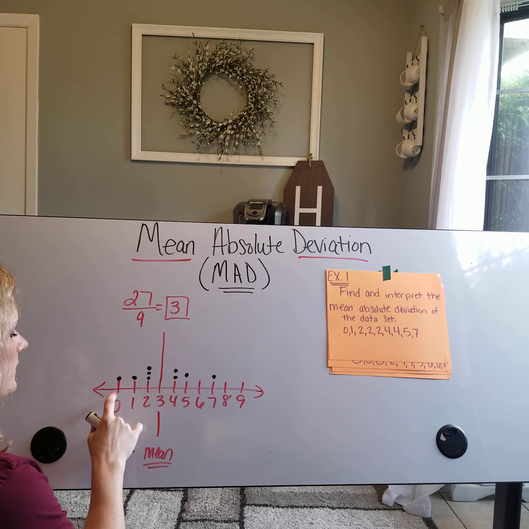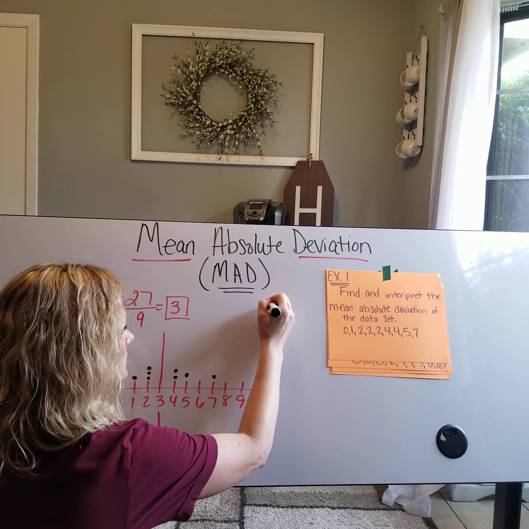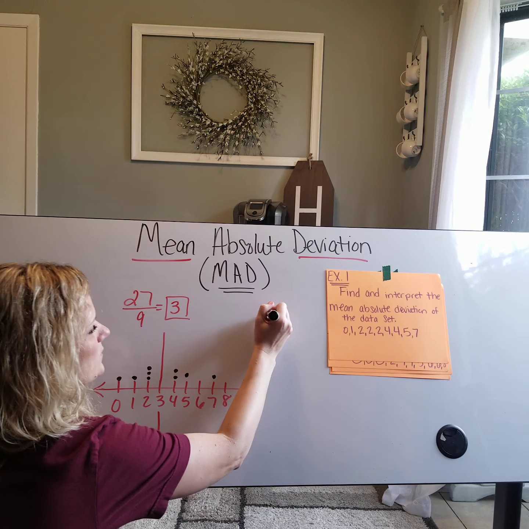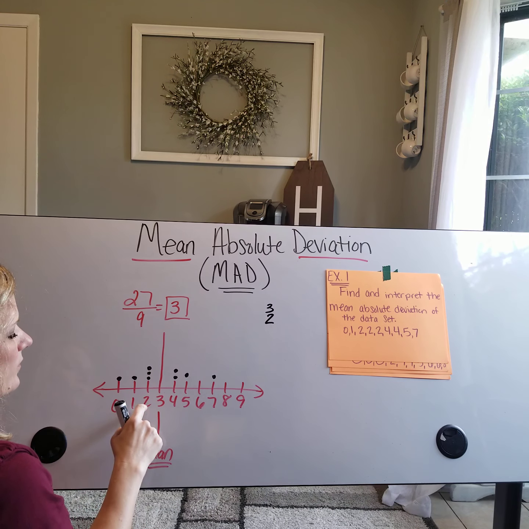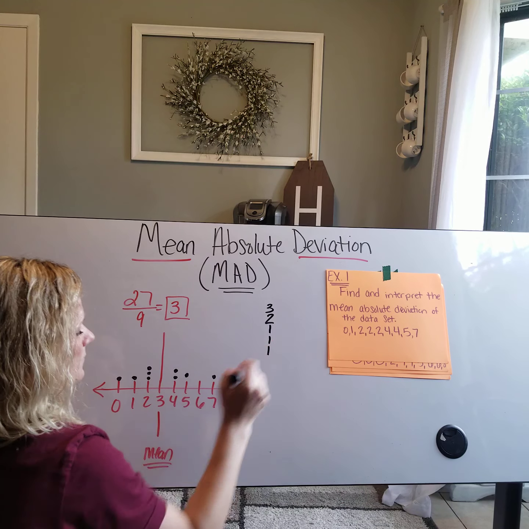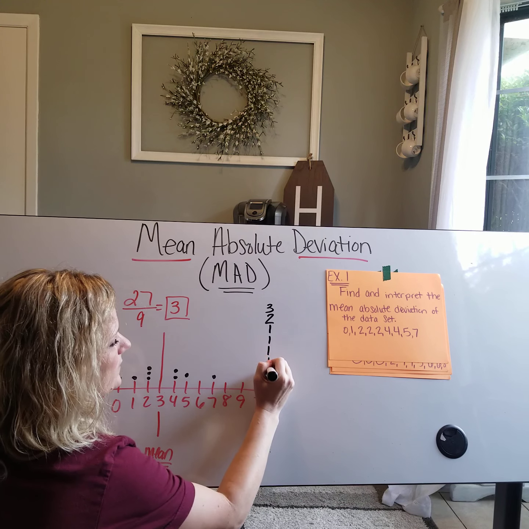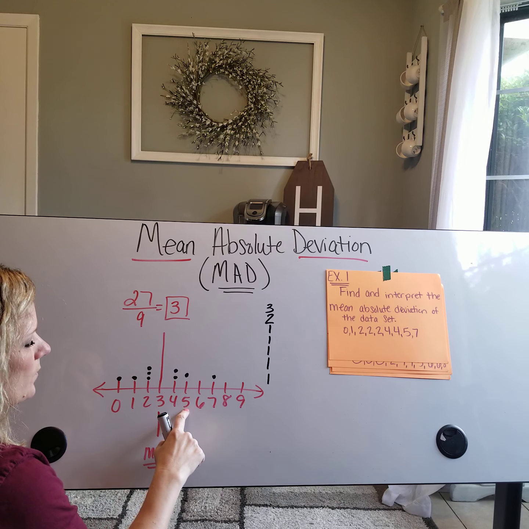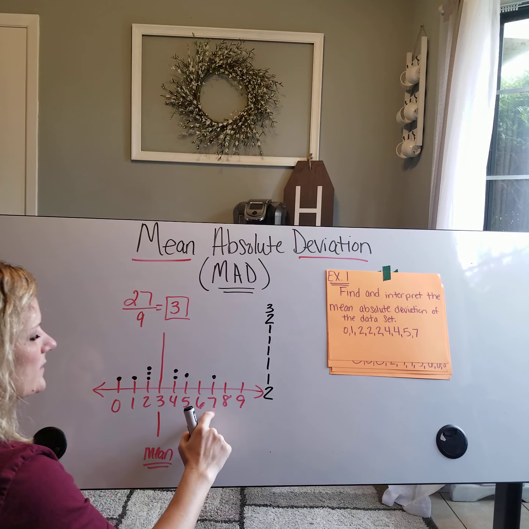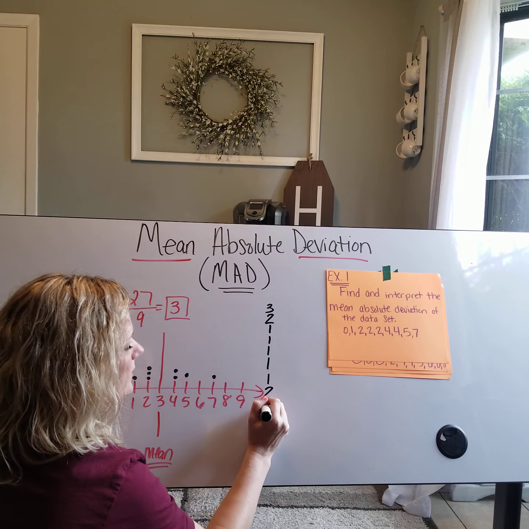So let's do this. We have 1 that is 1, 2, 3 places away, so we'll make it 3. We have 1 that is 2 places away. We have 3 that are 1 place away. We have another 2 that are 1 place away. And then our 5 is 2 places away. But the 7 out here is 1, 2, 3, 4 places away.